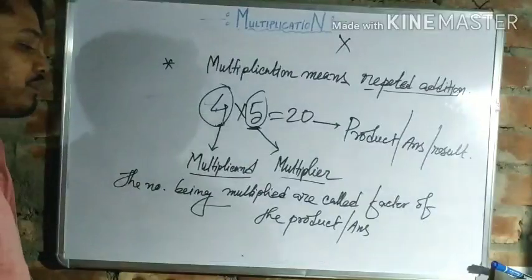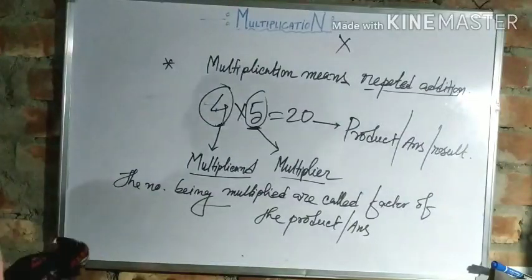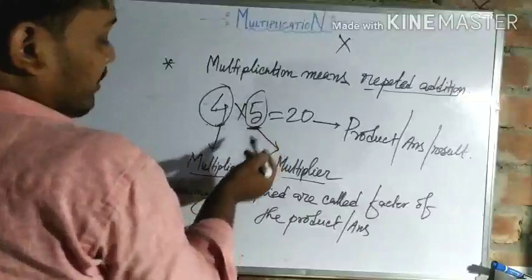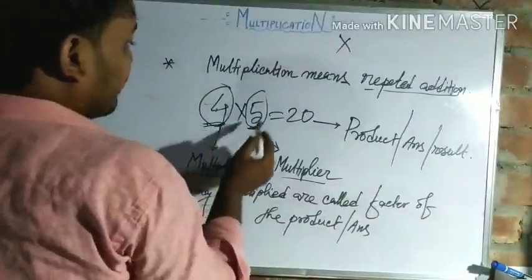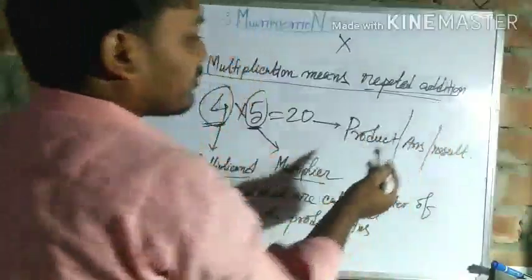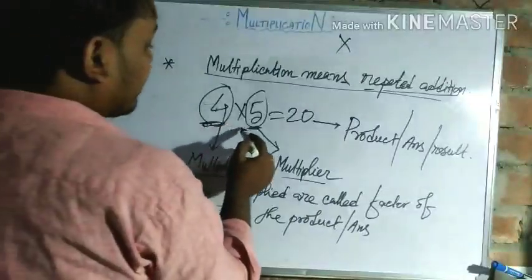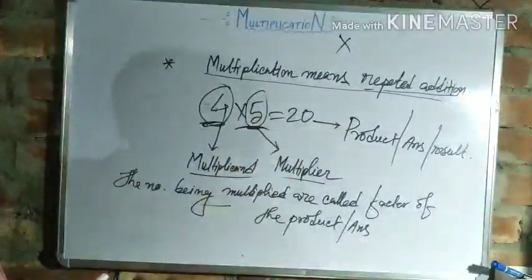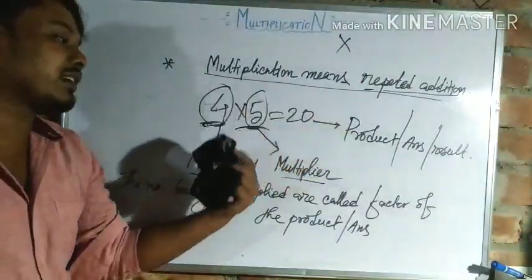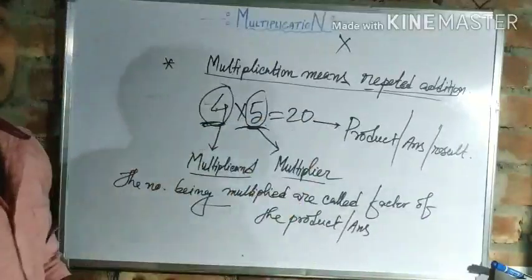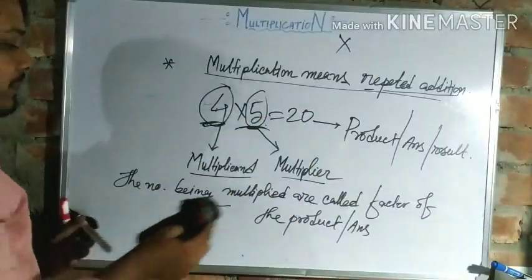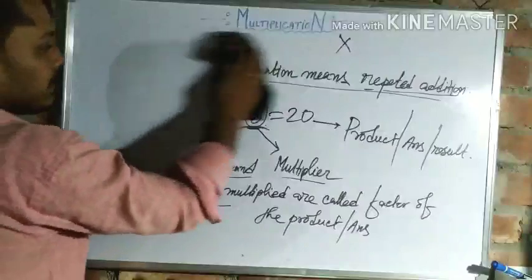So that is the actual meaning of multiplication, but when we multiply two values we directly write the answer from the table. So 4 fives are 20. In this way we write the answer. It is the concept of multiplication.